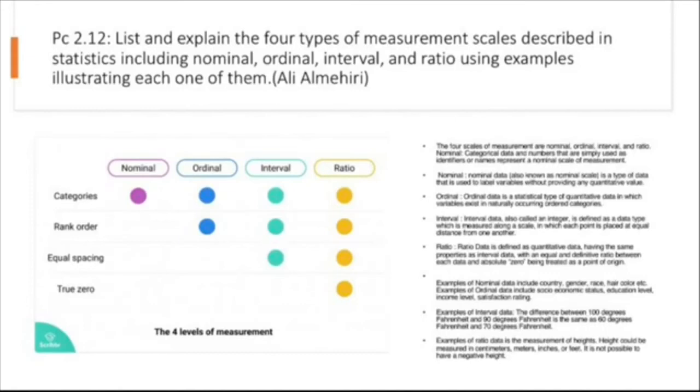Examples of nominal data include country, gender, race, hair. Examples of ordinal data include socio-economic status, education level, income level, certification rating. Examples of interval data: the difference between 100 degrees Fahrenheit and 90 degrees Fahrenheit is the same as 60 degrees Fahrenheit and 70 degrees Fahrenheit. An example of ratio data is the measurement of height. Heights could be measured in centimeters, meters, inches, or feet. It's not possible to have a negative height.